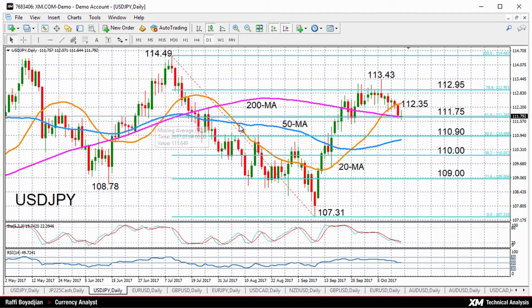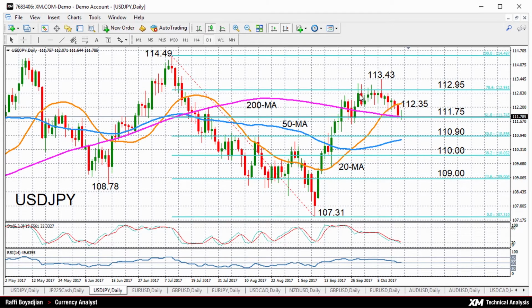We can see the 50-day moving average is more or less fluctuating around a central flat line, painting a neutral picture there. But we did see a strong upside momentum. We can see the 20-day moving average rising sharply upwards following that rally from 107.31 to 113.43.